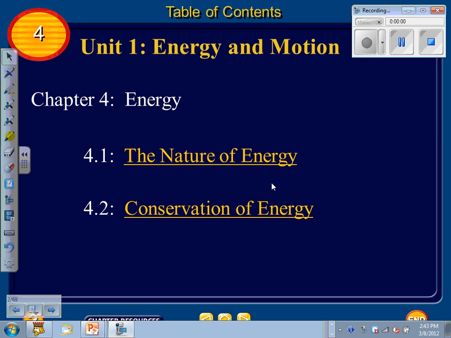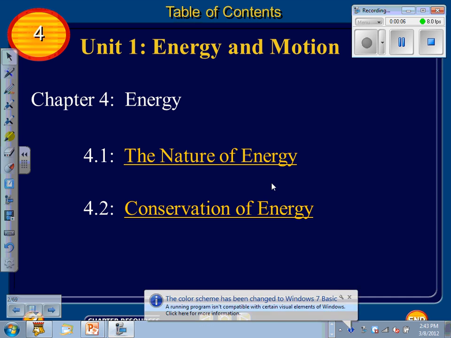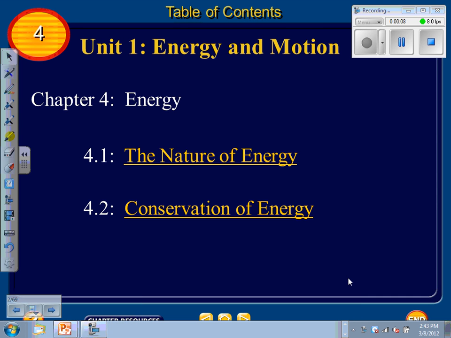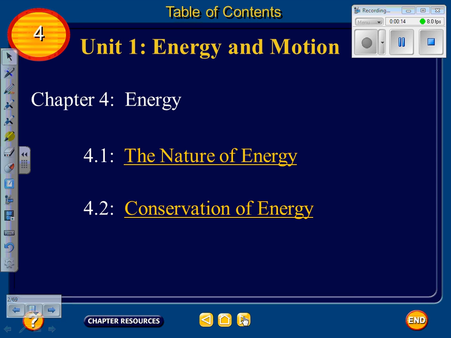Let's begin the Chapter 4, Section 1 lecture notes. And Chapter 4 deals with energy. In Section 1, we're going to learn the nature of energy. And in Section 2, conservation of energy.